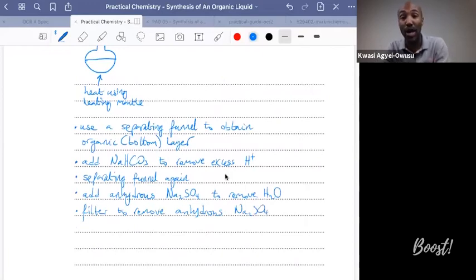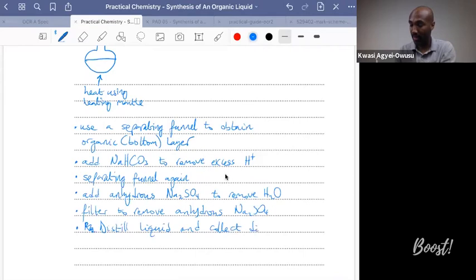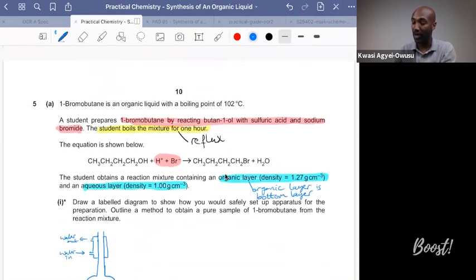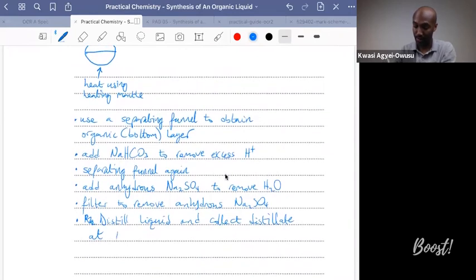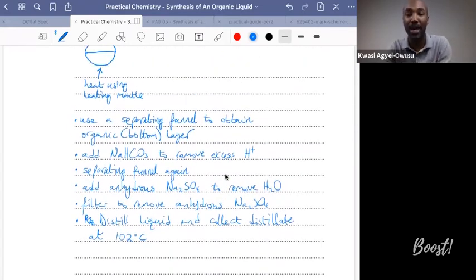And then your liquid, your product, can be redistilled to distill the liquid and collect the distillate at, we're told, it boils at 102 degrees C. Okay, so that's how you would go about answering this question.